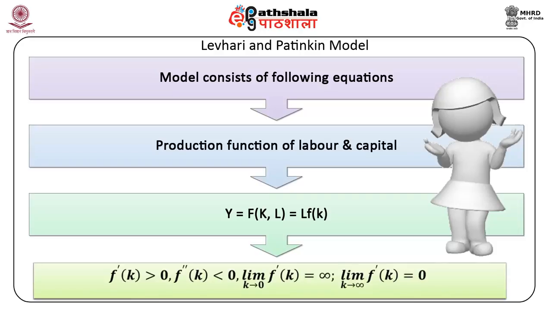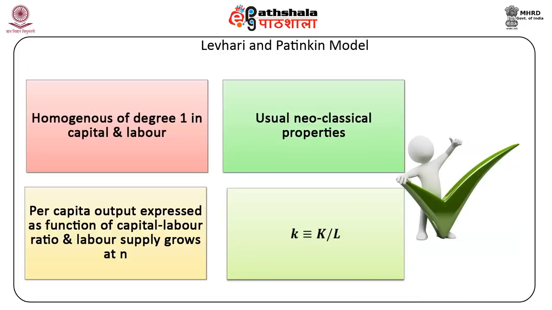Production is a function of labor and capital, that is Y = F(K, L) = L f(k). f'(k) > 0, f''(k) < 0, and limit k tends to 0, f'(k) = infinity, and limit k tends to infinity, f'(k) = 0. It is homogeneous of degree 1 in capital K and labor L and has the usual neoclassical properties.